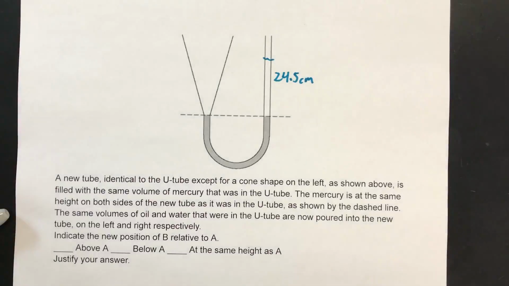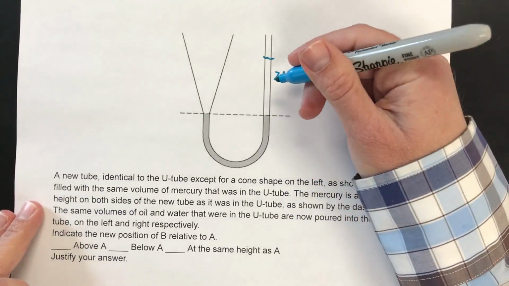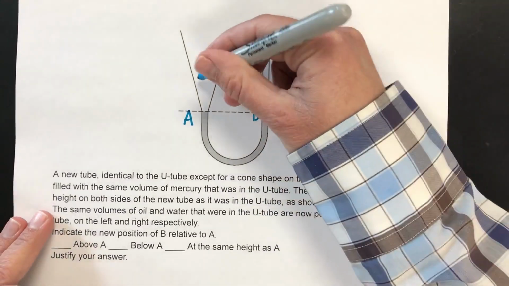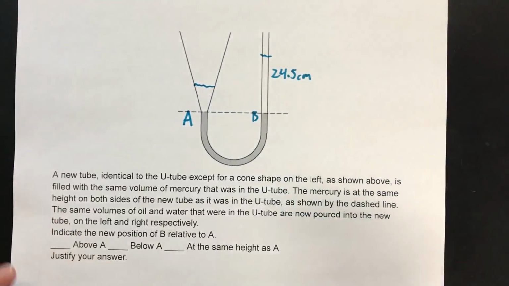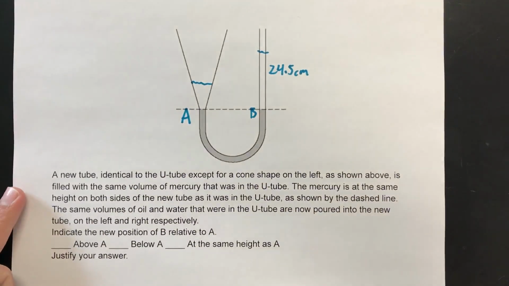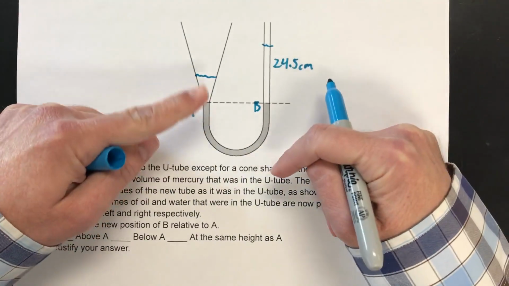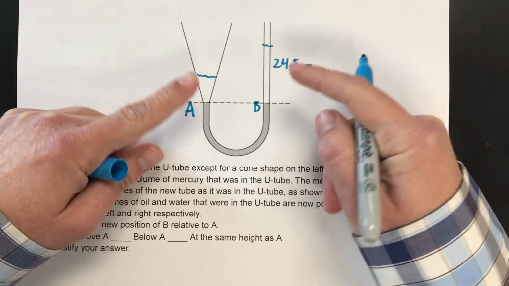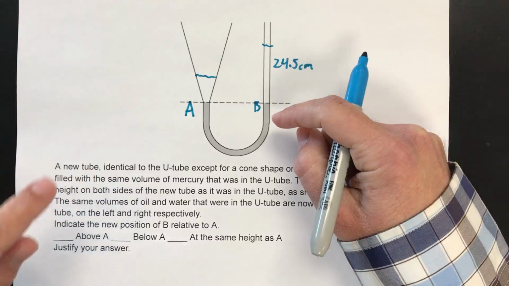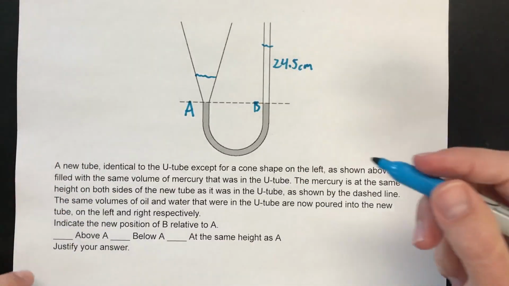So it says indicate the new position of B relative to A. B is over here, and A is over here. So we'll fill it with this oil, the same volume of oil as before. So to answer this question, what will happen to B and A? It's basically saying, think of it like a seesaw here. So is the pressure still the same? If the pressure is still the same, then the seesaw will remain balanced. If it doesn't, then one side will tip.